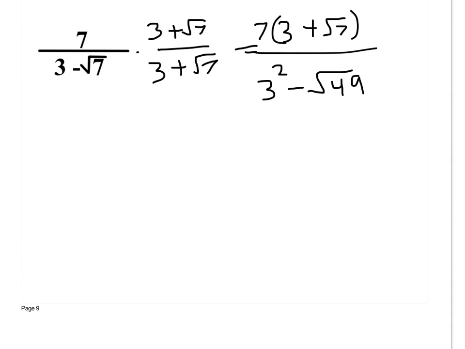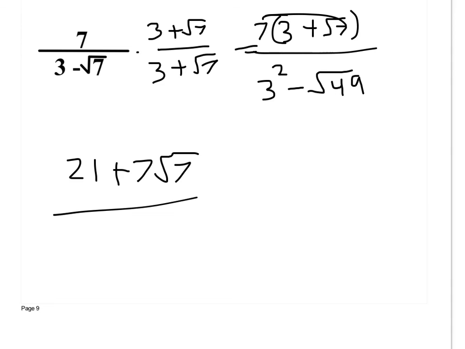All right, I went ahead and FOILed it, which I know when they're opposites, because this is a difference of squares, it gives me the square of this minus the square of this. So then I distribute the 7 on top. That gives me 21 plus 7 square root of 7 over what is 9 minus 7? 2. So there's my answer.